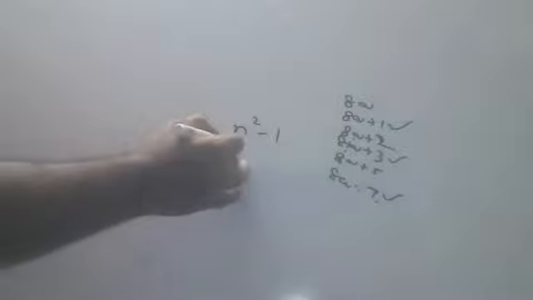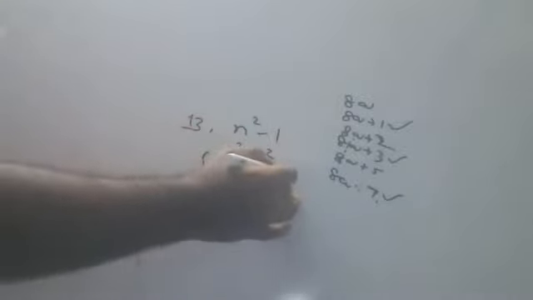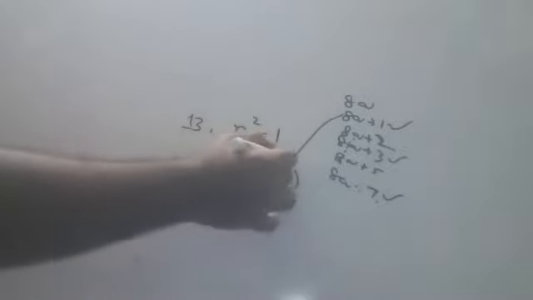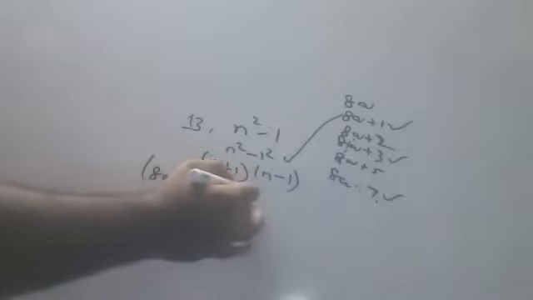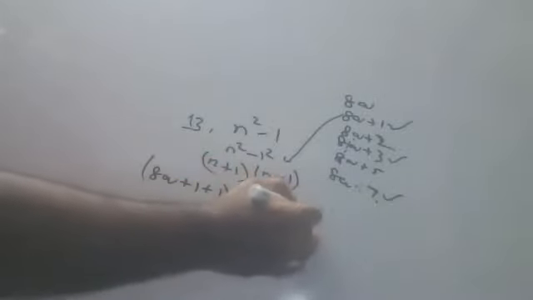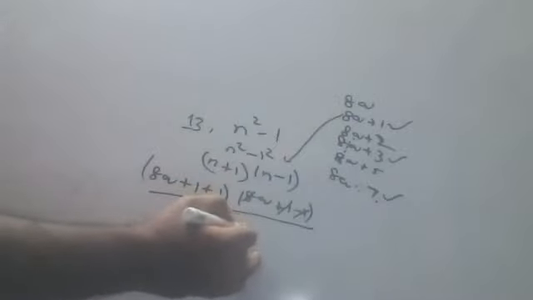N square minus 1, children, n square minus 1 square, yeah, n plus 1 into n minus 1. Okay, first odd number. This I will show. 8q plus 1 plus 1, 8q plus 1 minus 1 by 8. Plus 1 minus 1 cancel. 8, 8 cancel. Yes, it is divisible.